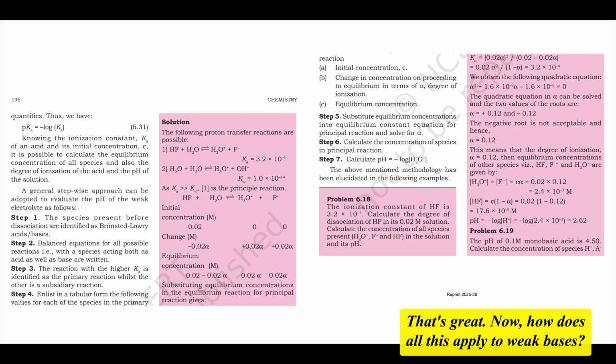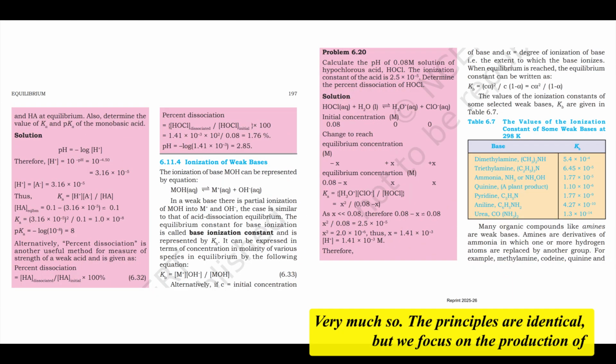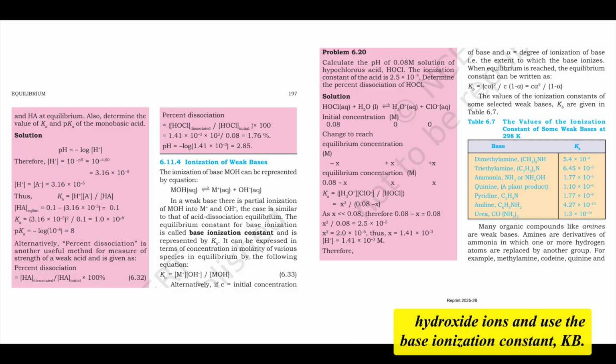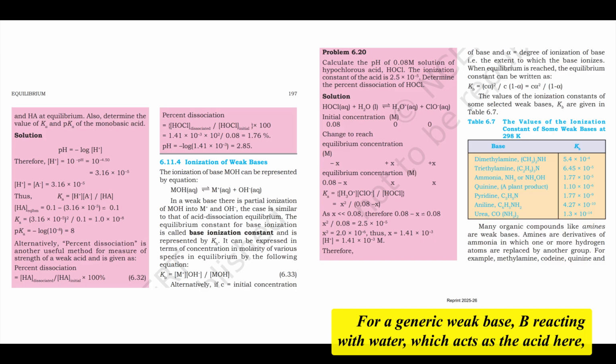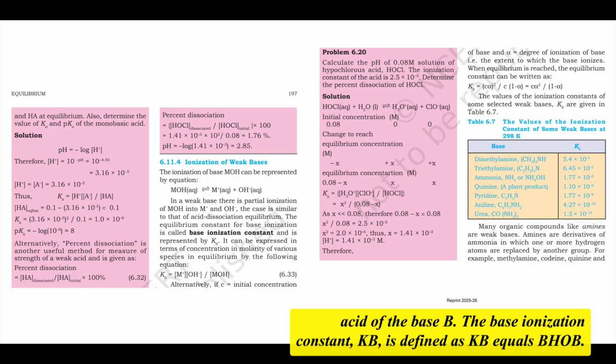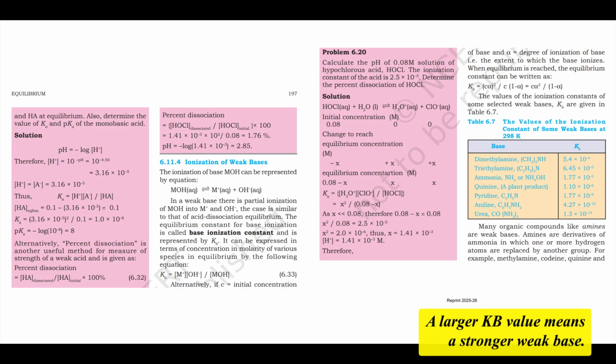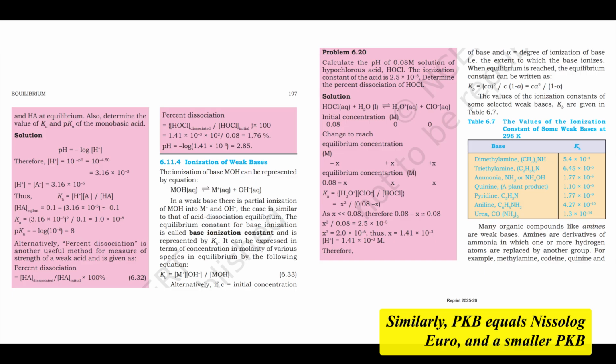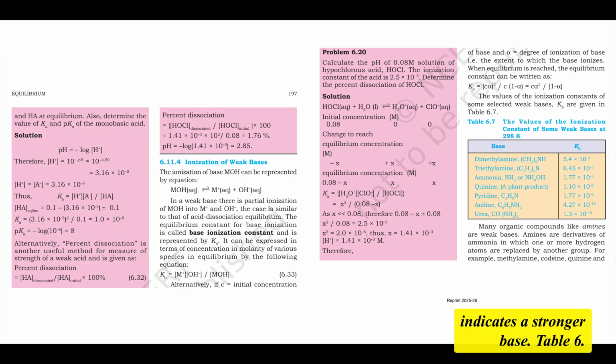That's great. Now, how does all this apply to weak bases? Is the process similar, just using Kb instead of Ka? Very much so. The principles are identical, but we focus on the production of hydroxide ions and use the base ionization constant, Kb. For a generic weak base B reacting with water, which acts as the acid here, B(aq) + H2O(l) ⇌ BH+(aq) + OH-(aq). BH+ is the conjugate acid of the base B. The base ionization constant Kb is defined as Kb = [BH+][OH-] / [B]. A larger Kb value means a stronger weak base. Similarly, pKb equals −log Kb, and a smaller pKb indicates a stronger base.